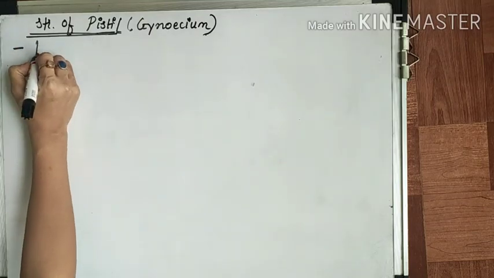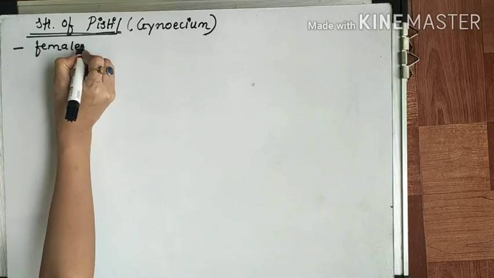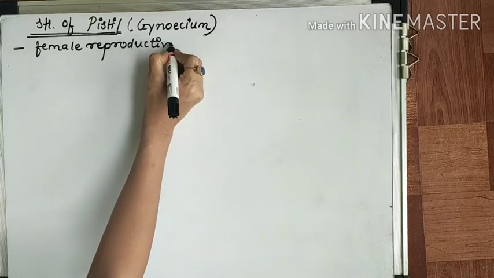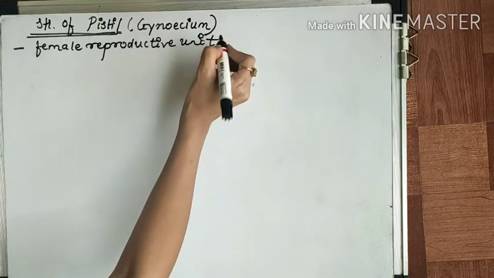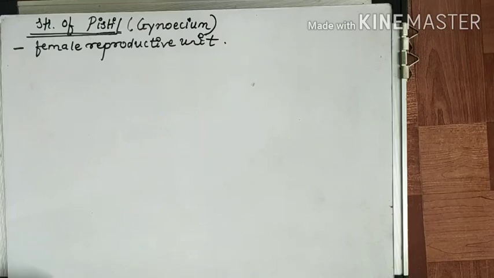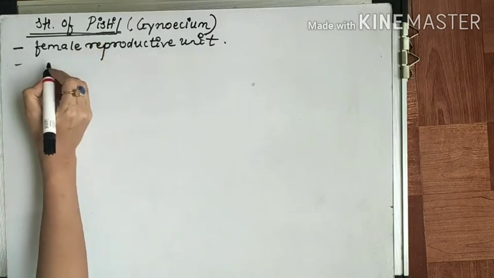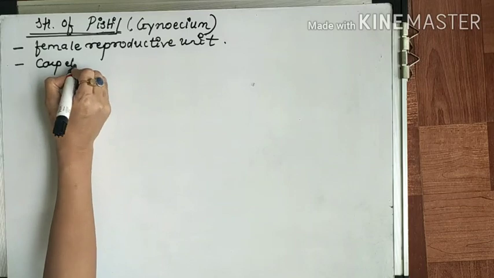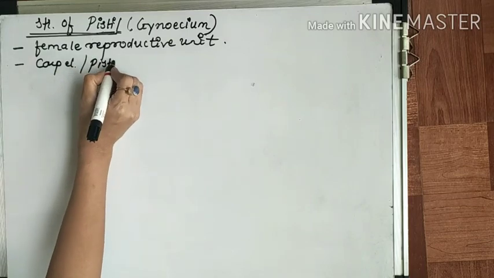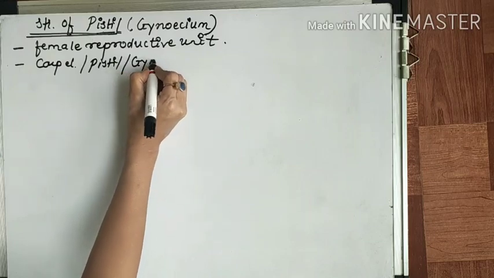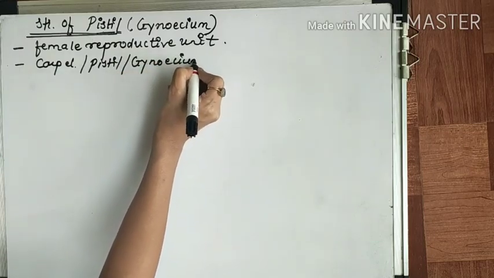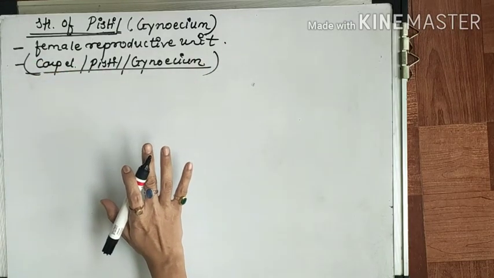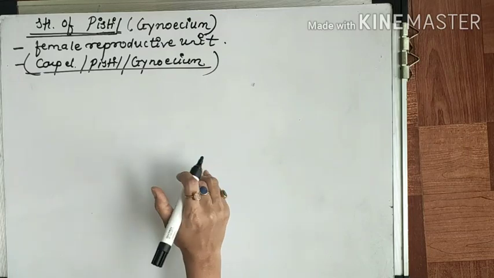Okay, what is it exactly? It is a female reproductive unit of angiosperm. Now you can see this pistil is also known as carpel, or it's also known as pistil, or it's also known as gynoecium. Right? These three names are the same. First, I will draw the structure, then I will explain.